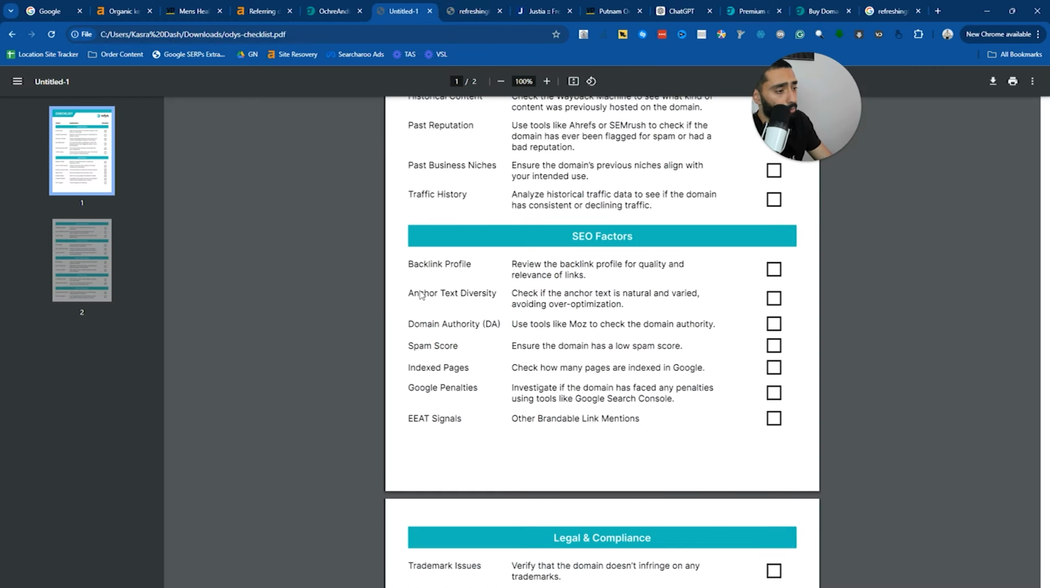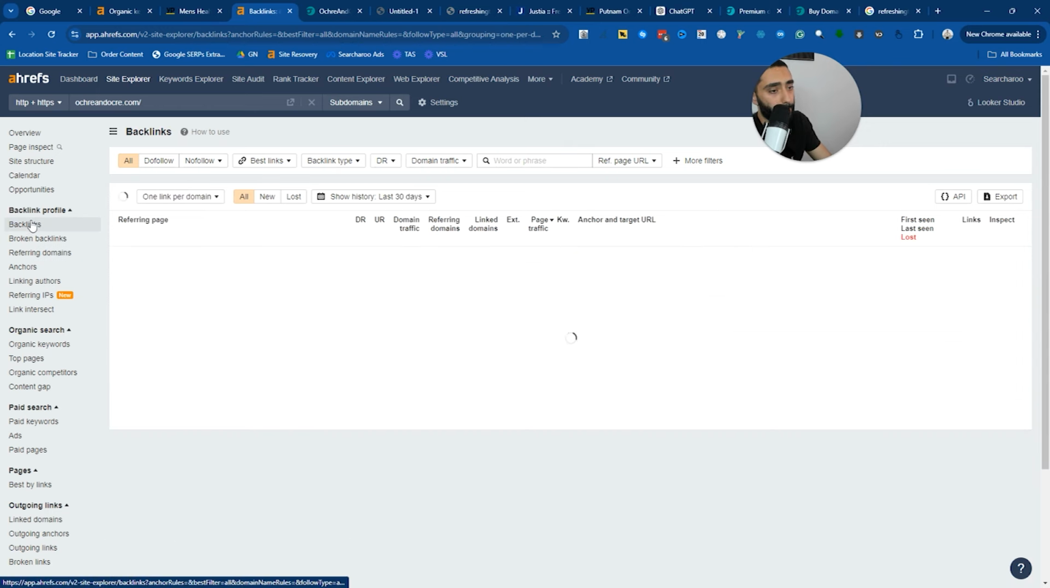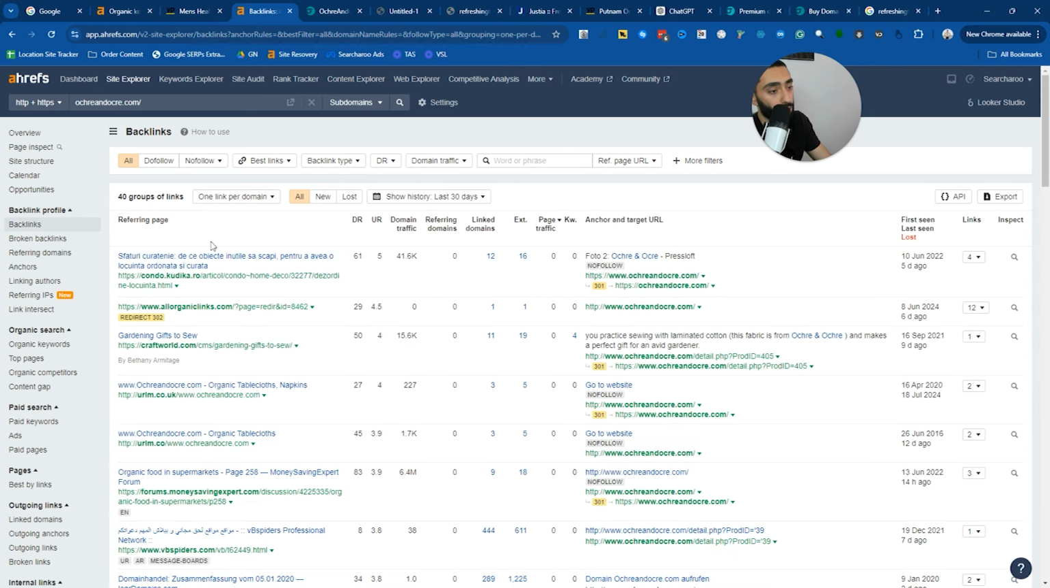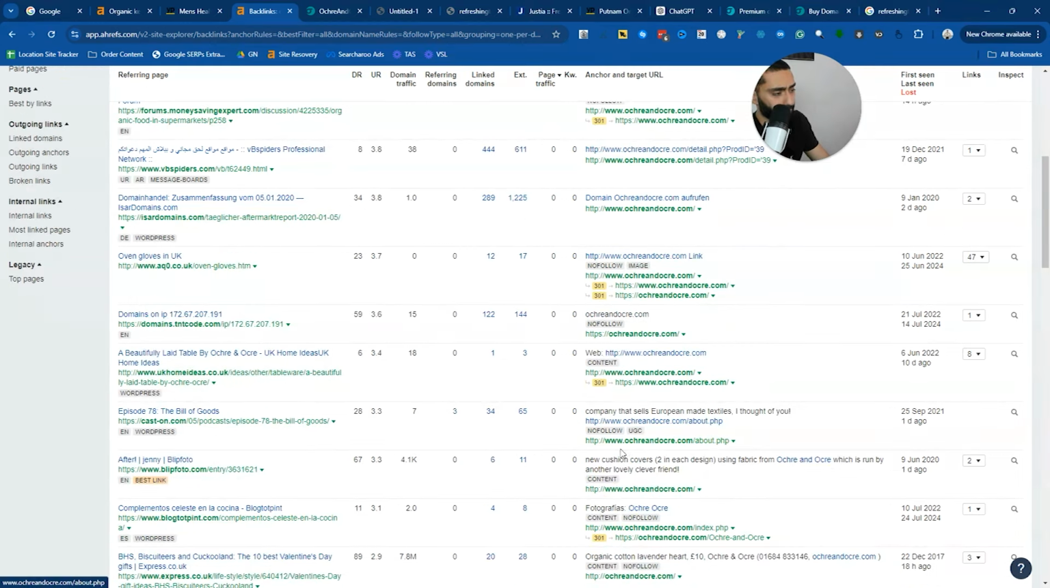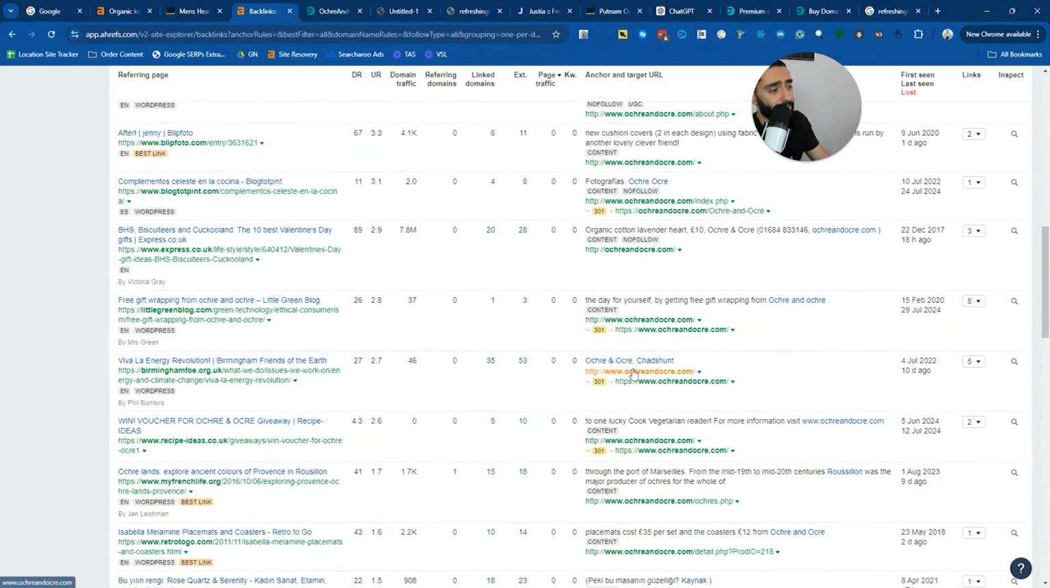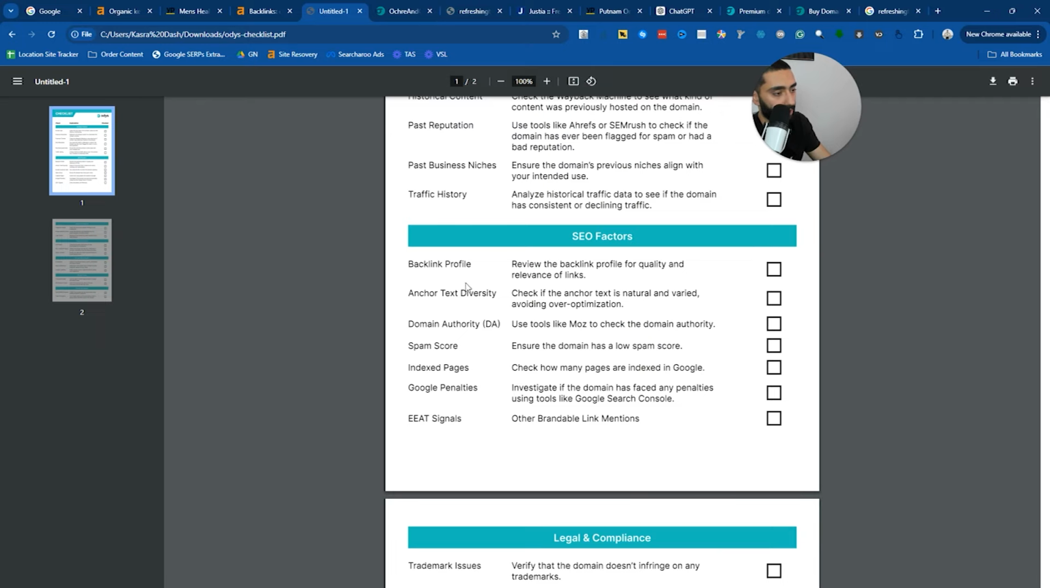So the backlink profile, obviously check that. Anchor text diversity. Now, again, the good thing about purchasing from ODYS is they actually align with a lot of these. So what we're looking at is a lot of branded links. If we've got a lot of spammy anchors, like buy Nike shoes, or a lot of Japanese anchors and it's not a Japanese website, I would be worried. But again, that's a massive checklist.